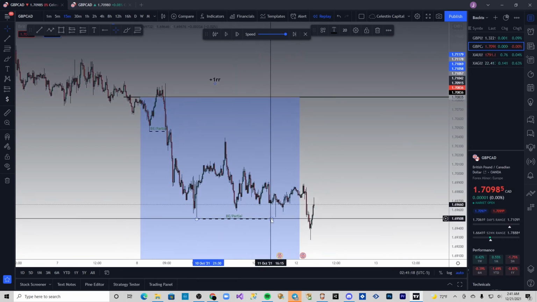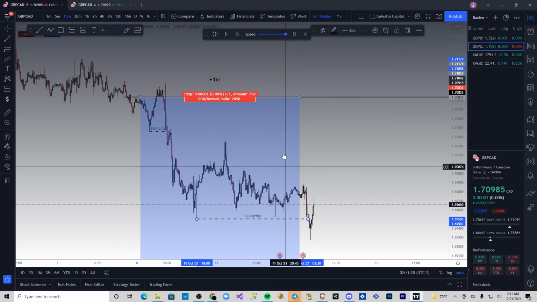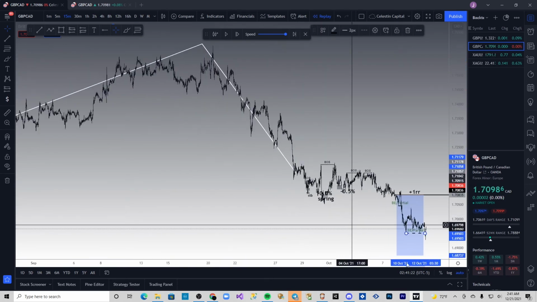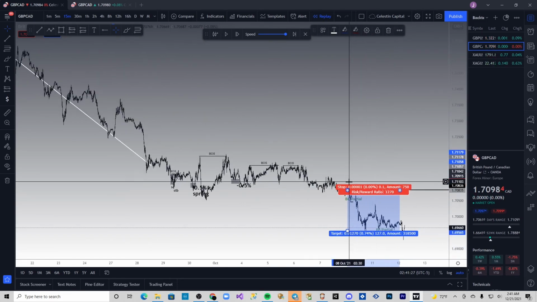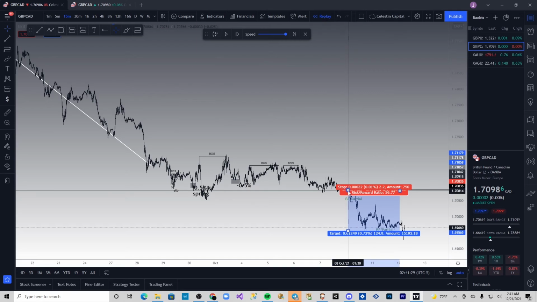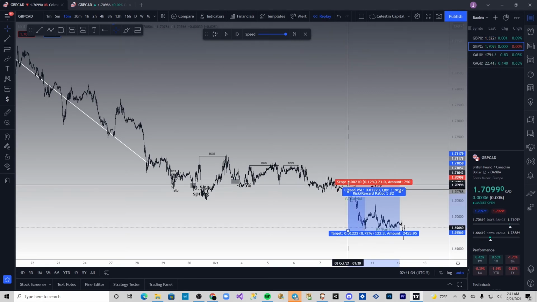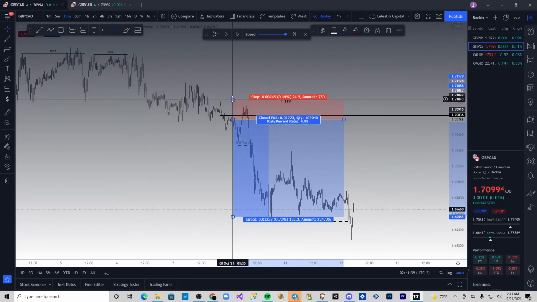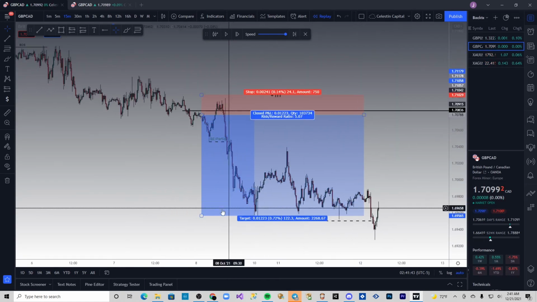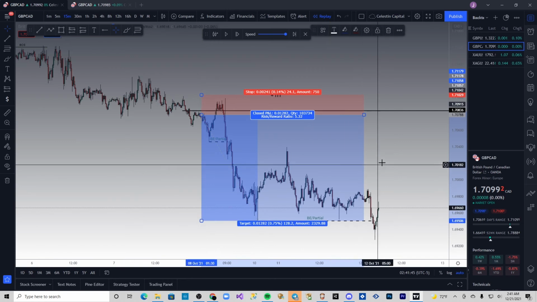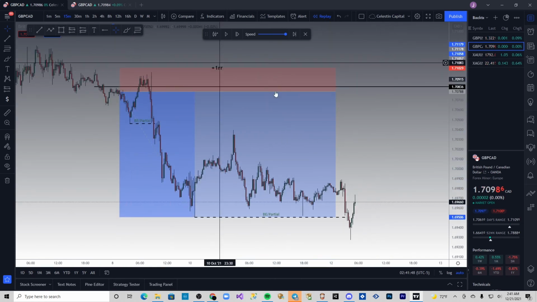All right, so we've broken this low again. So we've secured another 50%. Let's see how much that is. That's a 1 to 5 about. Yeah, 1 to 5. So actually, yeah, 1 to 5.3. So as you can see right here, 1 to 5.3.